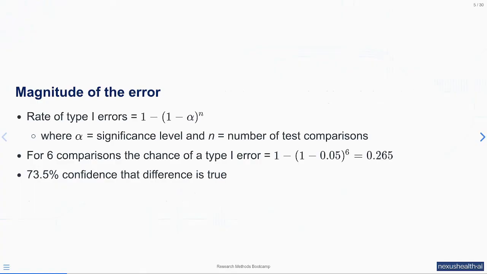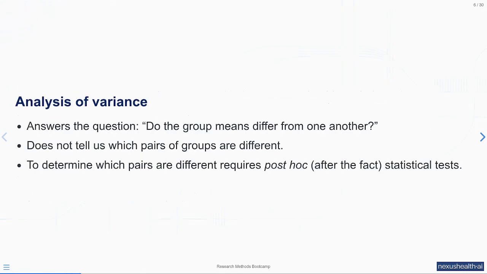So in this our example, where we would have 6 comparisons, the chance of a type 1 error is 26.5%. Therefore, we have only 73.5% confidence that the difference is true. As we all know, this rate or level is too low for our considerations. So what is to be done?